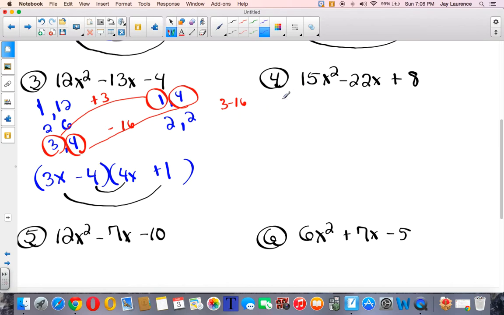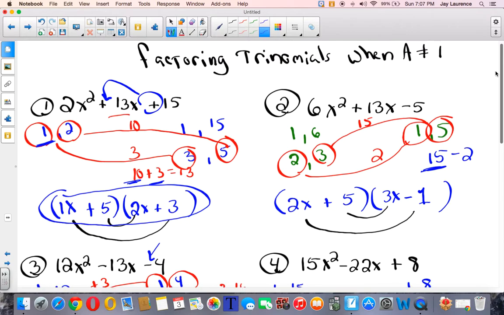All right, 15. 1 and 15, 3 and 5. Factors of 8, 1 and 8, 2 and 4. Looks like I'm adding because C is positive. Notice in part 3, problem 3, C was negative, so I subtracted. In number 2, C was negative, I subtracted. But in number 1, C was positive, so I added.